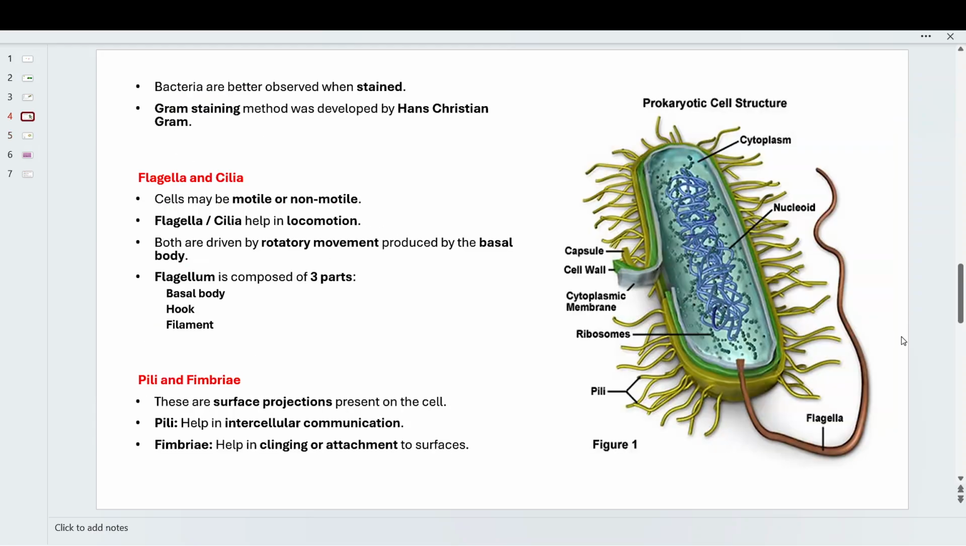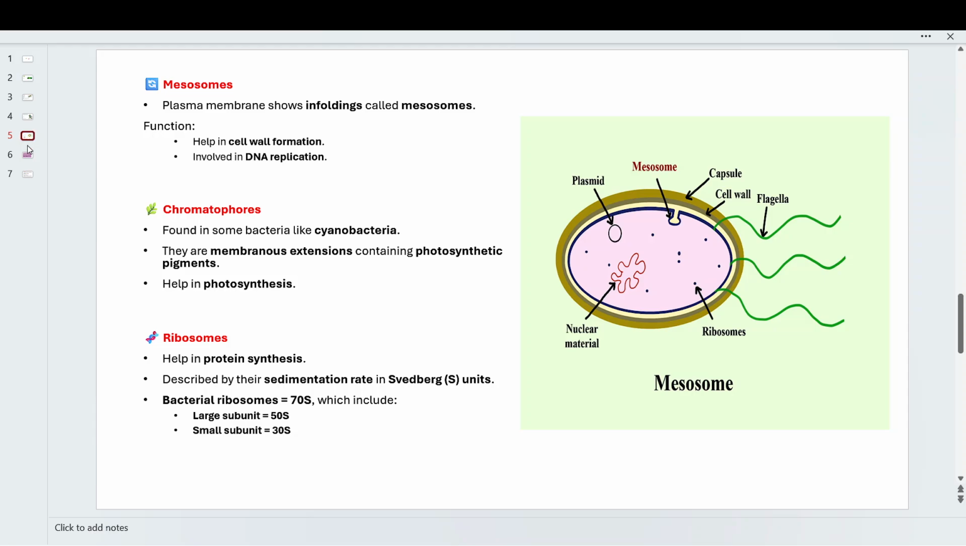And in the previous image, there is some information about gram staining. Bacteria can be better observed when stained. The most common method is gram staining, developed by Hans Christian Gram. This technique helps in classifying bacteria into gram positive and gram negative based on their cell wall composition. This is about gram stain.